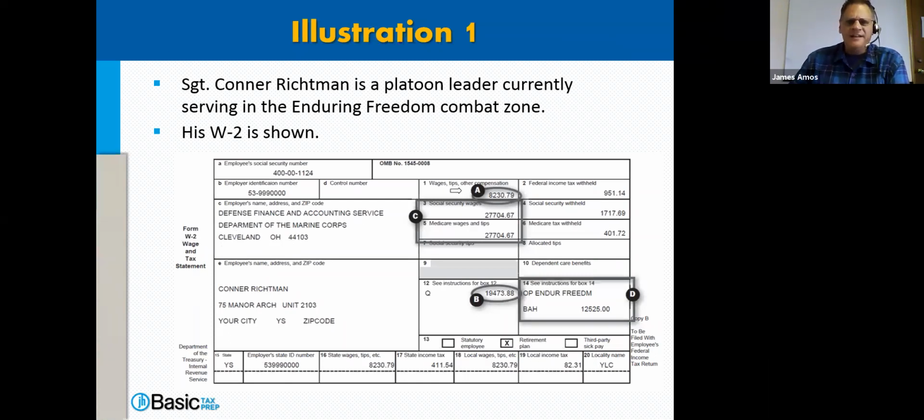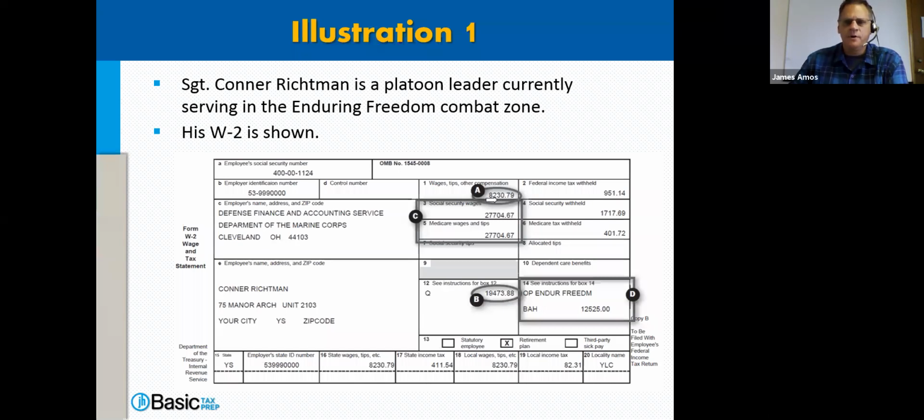So there's the wages that are taxable. This is the amount that goes on line 1 of the Form 1040, and that's what they're going to get taxed on, regular federal income tax. But let's jump down and show all the income that they're not getting taxed on. There's $12,525. BAH stands for basic allowance for housing. Housing allowance, in other words. That's what that is. So there's an example of a housing allowance.